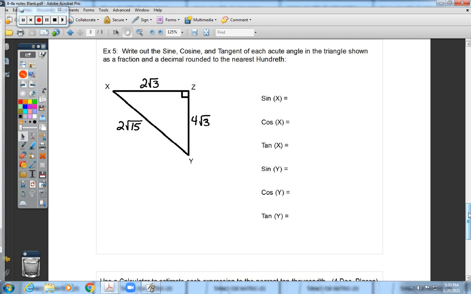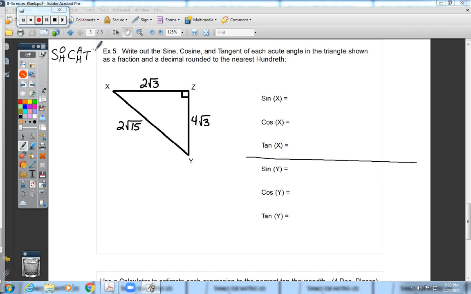Now, the overall process has not changed. We still are going to look at this one angle at a time. We still are going to use SOHCAHTOA. None of that has changed at all. The only part that's changed is the level of calculator work that we have to apply here.